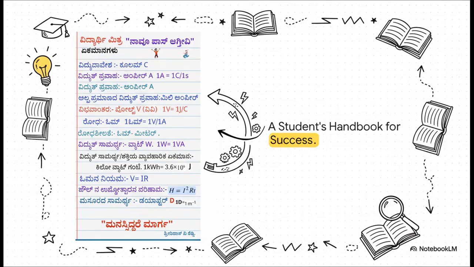And here it is. This is our roadmap for today. It was created by a student named Srinivas, and he called it Student Friend We Will Pass. How great is that? Now, this isn't just some random list of formulas. It's a carefully crafted tool for success, and we're about to unlock its logic, step by step.